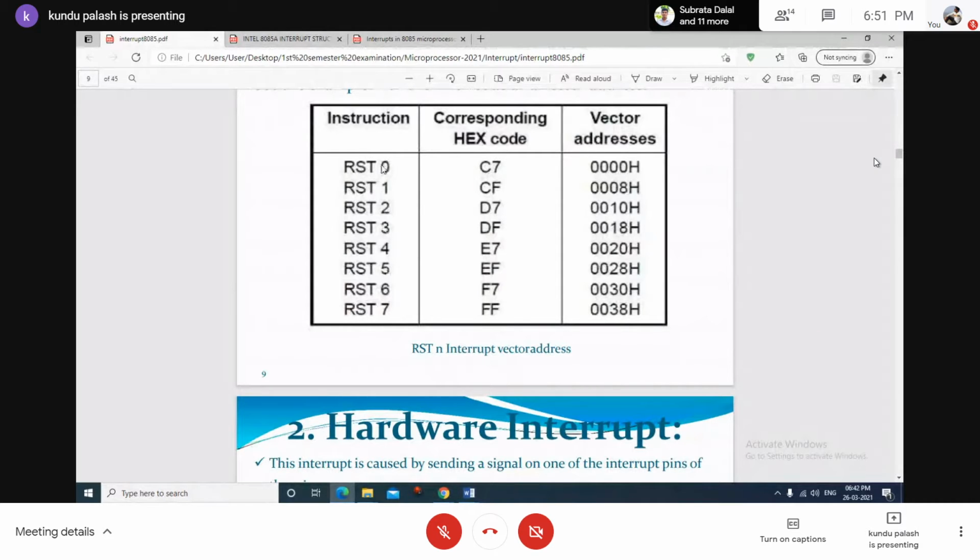But these are all vector addresses not initiated by the occurrence of any external signal, because there is no pin corresponding to these signals. They are initiated by the program code, that is software, and the vector address is like that.